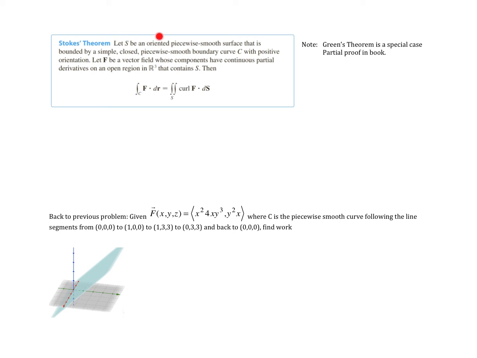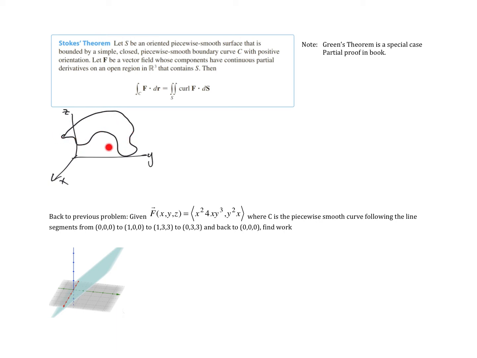It says, let S be an oriented surface. Okay, so a surface, first of all, what does that have to do with a line integral? We're talking about trying to find a line integral, and we have a three-dimensional surface. So let me just draw in some sort of, that doesn't look very three-dimensional, but suppose that's some three-dimensional closed curve, okay? And S is a surface bounded by a simple closed piecewise smooth boundary curve C with positive orientation. Okay, that's a lot to take in.